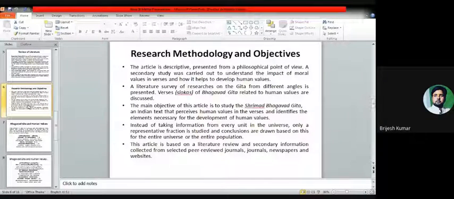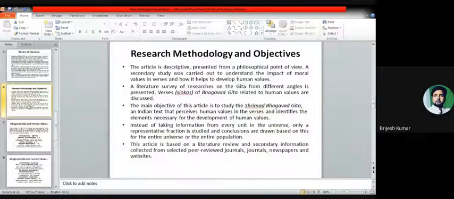A secondary study was carried out to understand the impact of moral values in verses and how it helps develop human values. The article is based on literature review and secondary information collected from journals and newspapers. The objective of this article is to study the Srimad Bhagavad Gita, an Indian text that perceives human values in the verses and identifies the elements necessary for the development of human values.